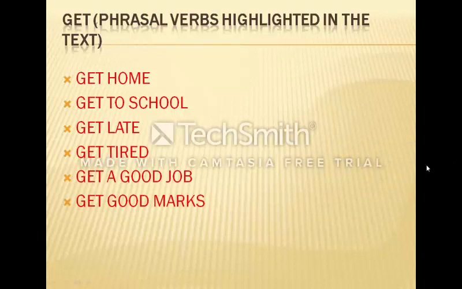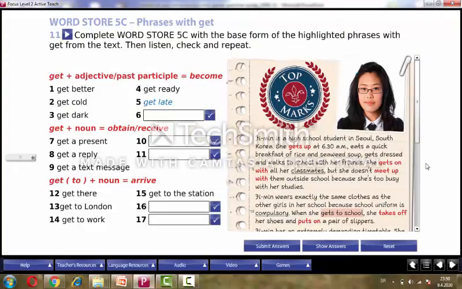There's one more group of phrasal verbs with get that we should work on, and these are highlighted in the text. Get home, get to school, get late, get tired, get a job, get good marks. If you have copies of the original books, highlight them somehow so that we can work on them. So it's important to say now that the verb get can have different meanings depending on the phrase or preposition that follows it.